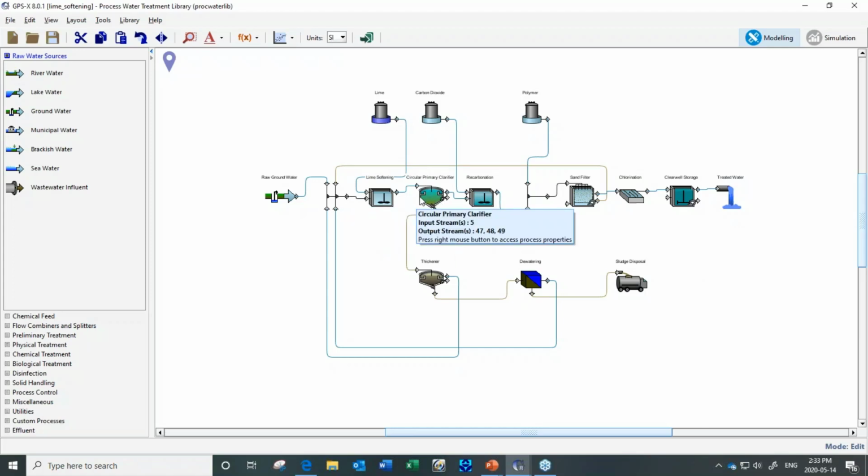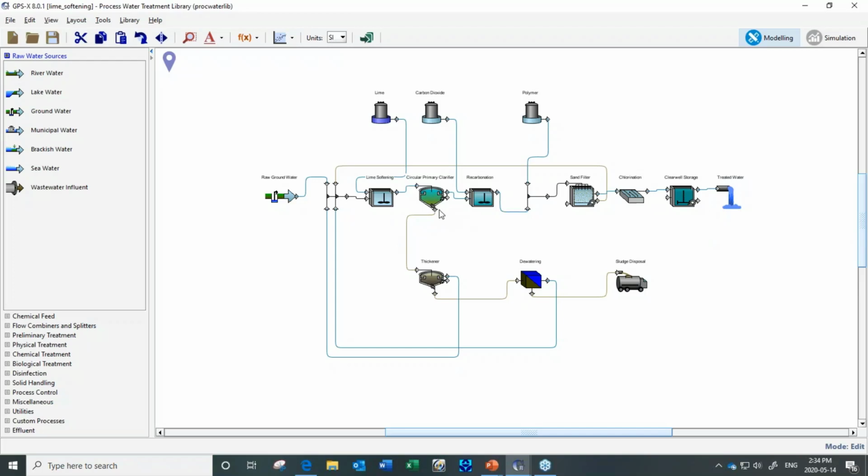So this is called clarifier flocculator, or sometimes they are just together as one unit, but in GPS-X you can model them as two. One is a reactive unit, the other one is a settler unit, a sedimentation unit. So you can model them together. The water that comes out goes to recarbonation, where you are adding carbon dioxide to reduce the pH of the system. And after that, it goes to sand filtration, chlorination, and the clear water storage, and ultimately to the distribution.